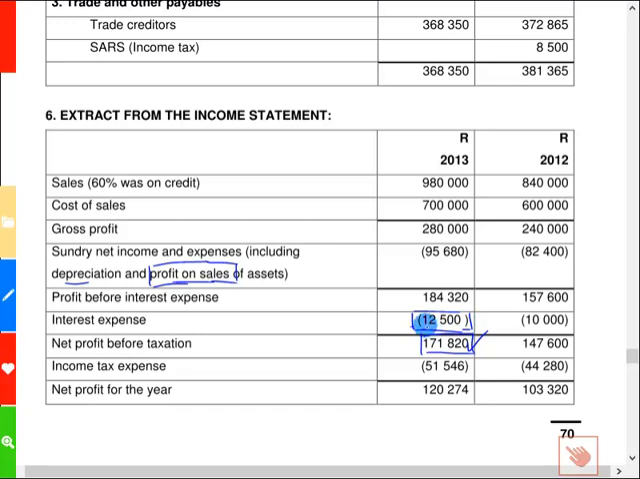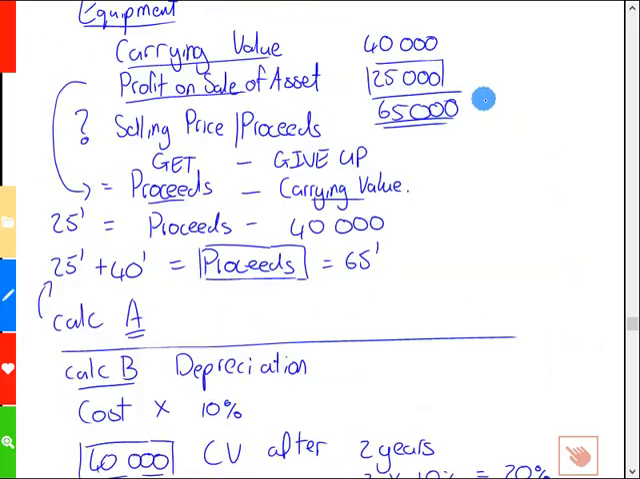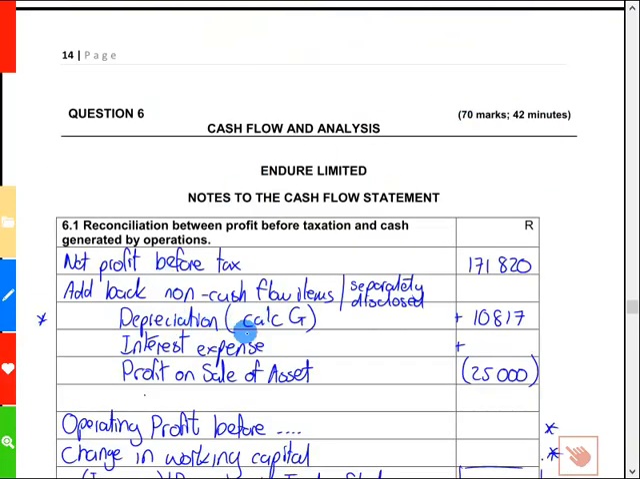So which figure are we going to add back here? We're going to add back the 12,500 because this is the figure that was deducted when we came to our net profit before tax. So that's why we're adding back only the interest expense. Right, let's do that. 12,500. Oopsie, that's the wrong place. That's not the interest paid. Right, make sure you don't make that mistake. This is the interest expense that we're adding back because it was already subtracted here in my 171,820.